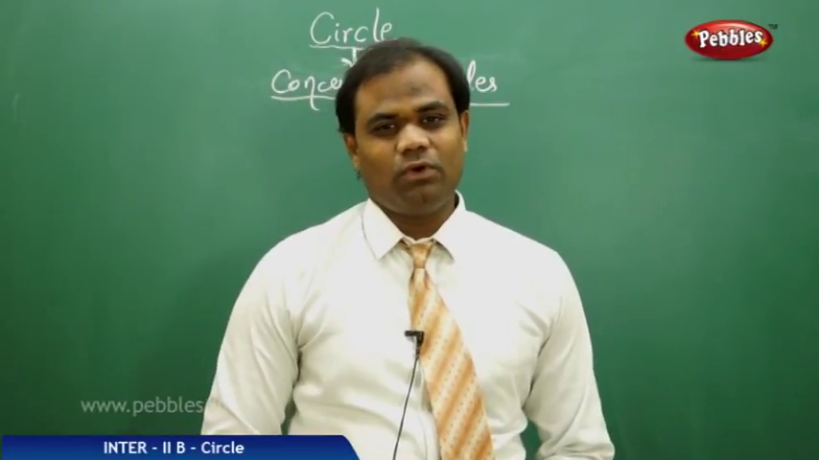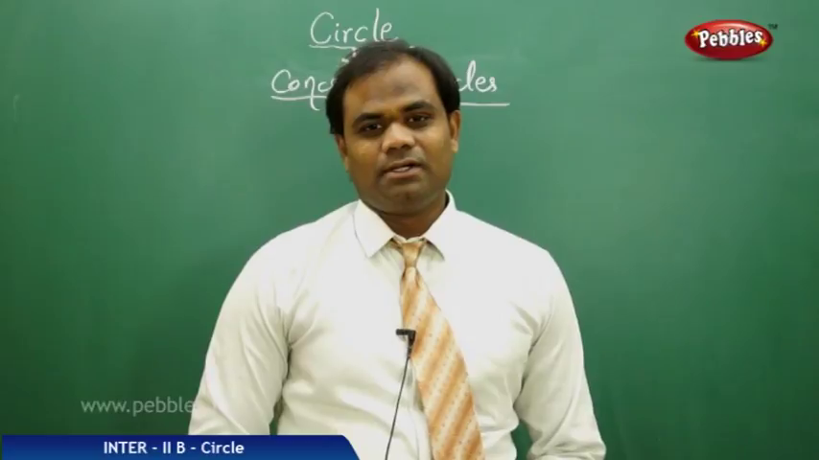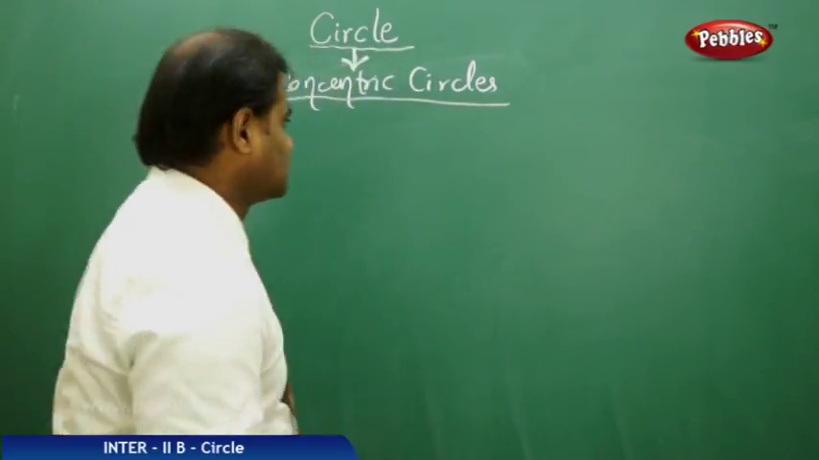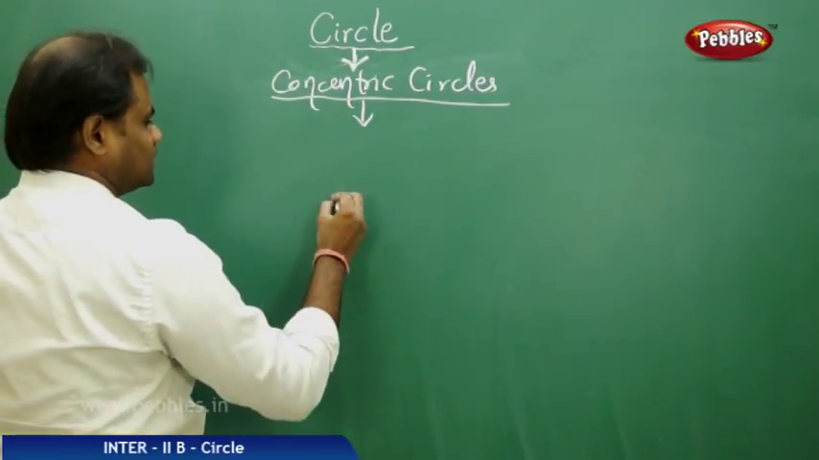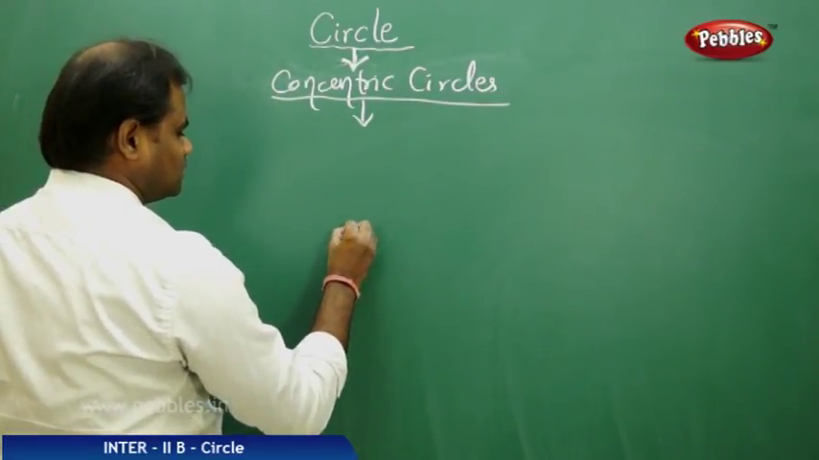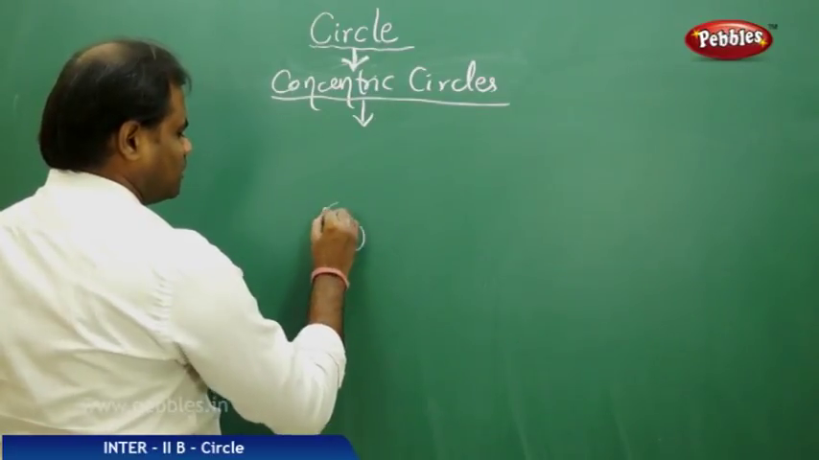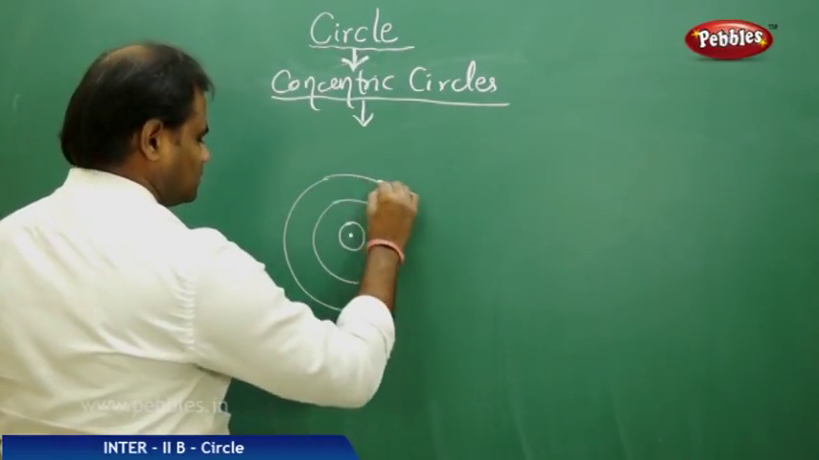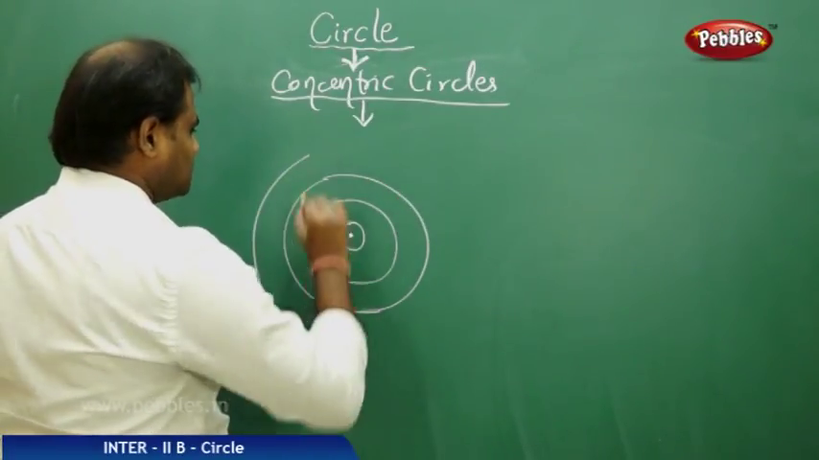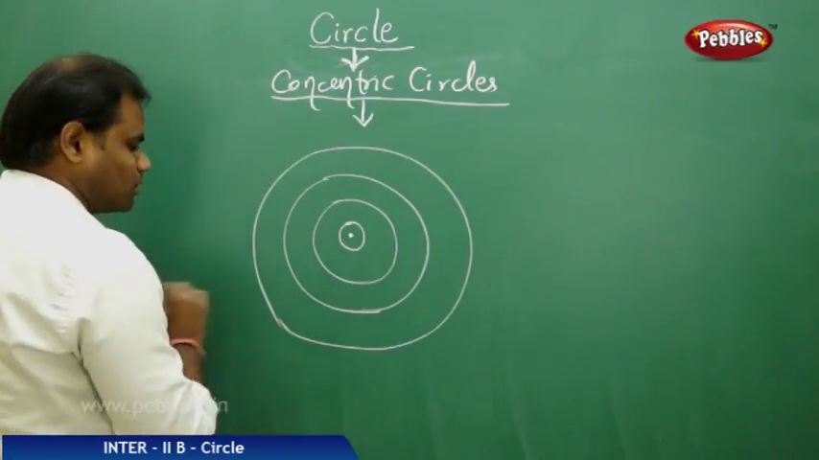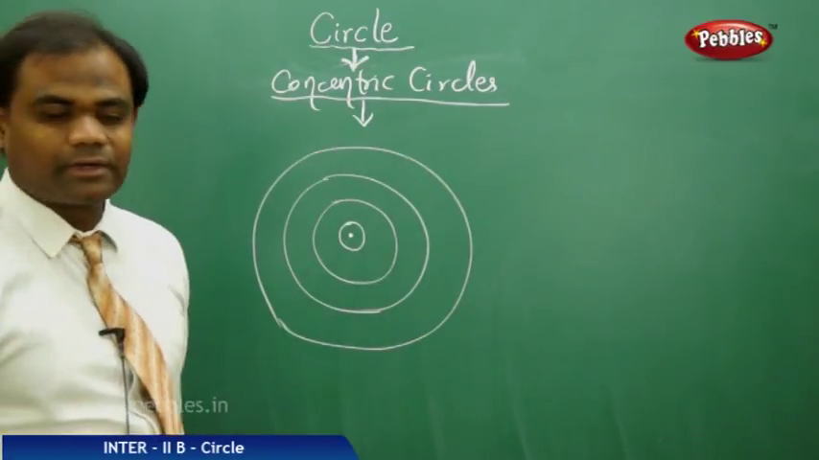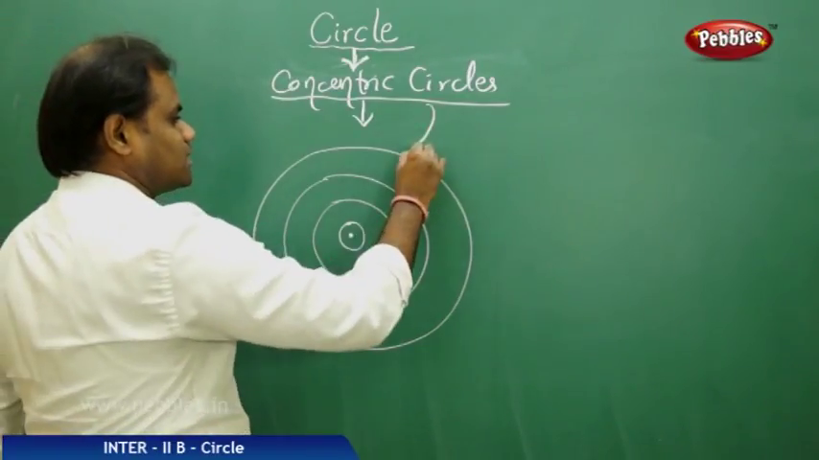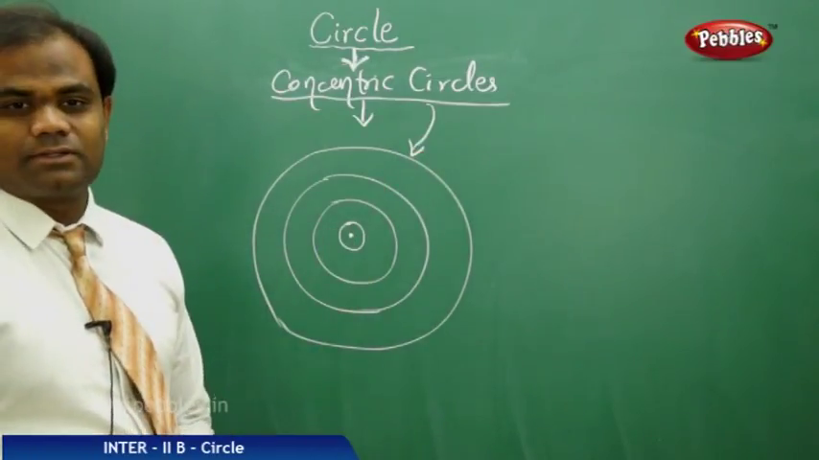Concentric circles. What do we mean by concentric circles? The circles which have the same center are called concentric circles. Say for example, I have a circle with center this. I have one more circle with same center. I have another circle which is of the same center, and so on and so forth. So each of these are said to be concentric because they have the same center. That's how we understand the concentric circles.